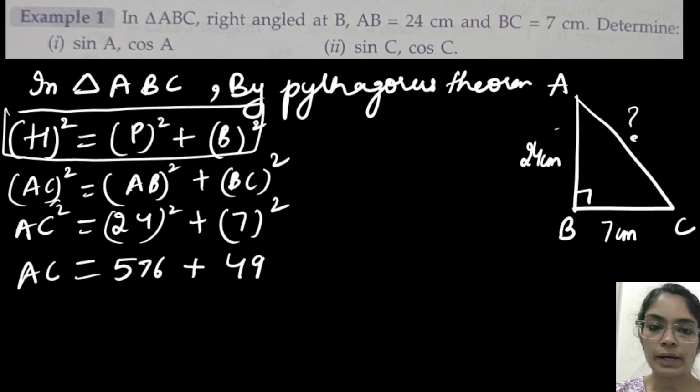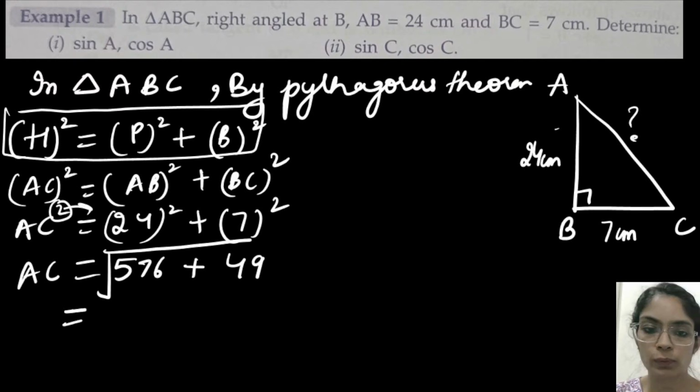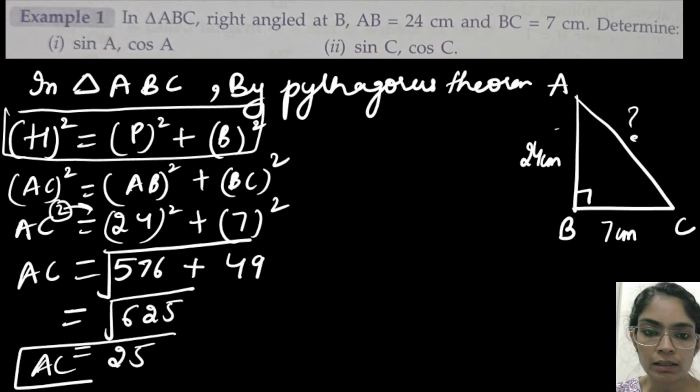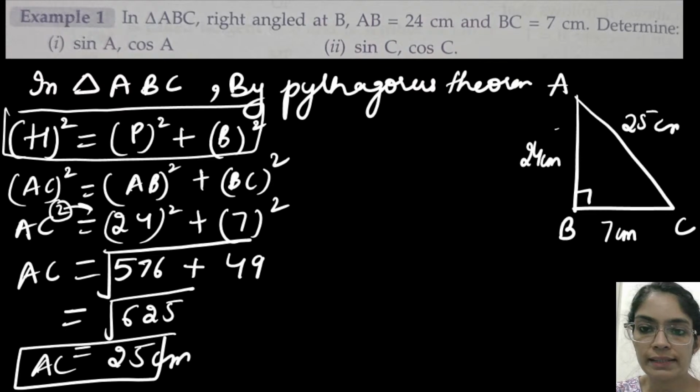Here I had AC square. When we shift the square to the other side, it will become a square root. And when we add both of these, 576 plus 49, it becomes 625. So the square root of 625 is equal to 25. So we used the Pythagoras theorem and found the value of AC: this is 25 centimeter.